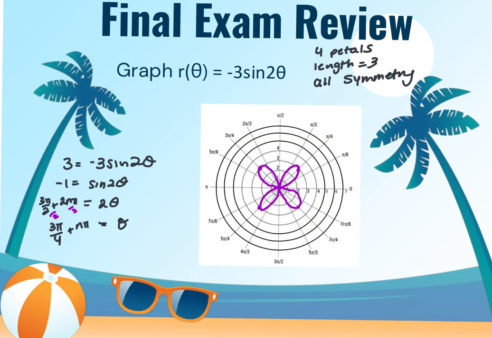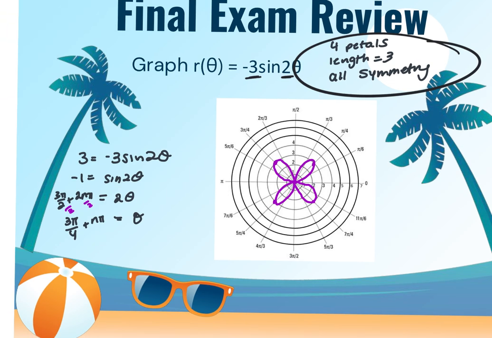And then the last one is your rose. So the rose is one of the double point questions. I will give you points for literally just giving me petal length, number of petals, and then symmetry. You'll get 2 of the 4 points just from that. So I know there's 4 petals because the number next to the theta is even, so I double it. I know the petal length is 3 because that's what's on the front. I know if it's got an even number of petals, it has all 3 types of symmetry.